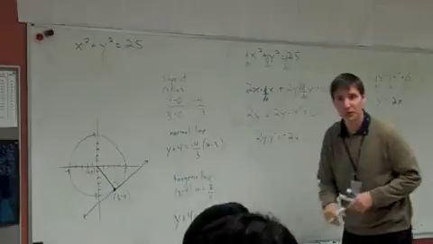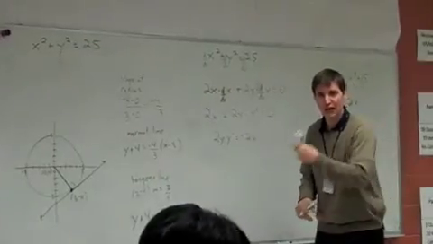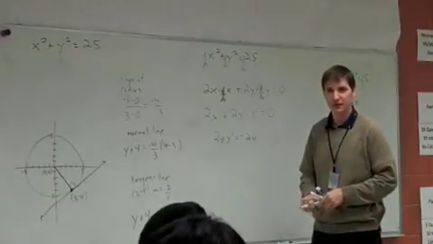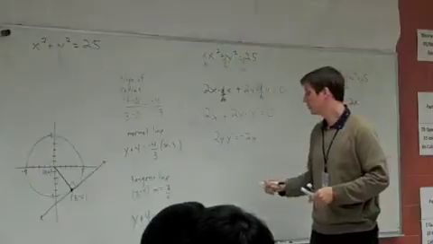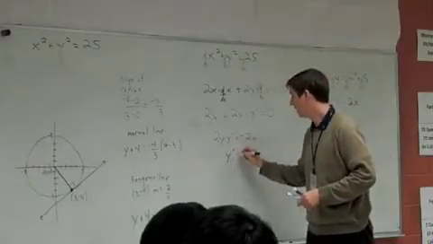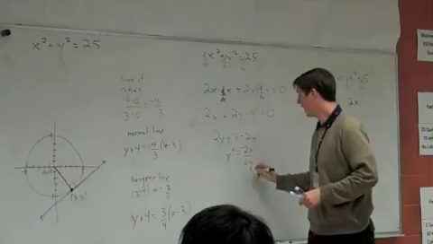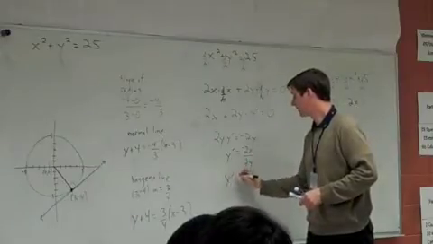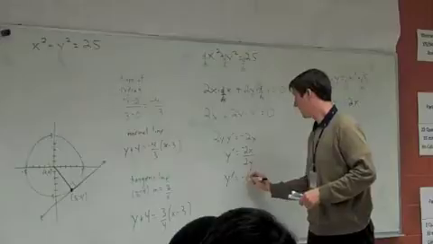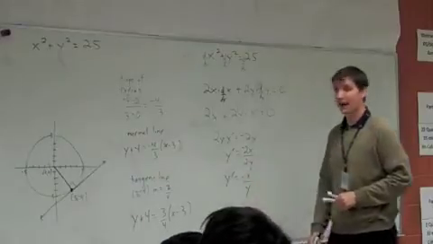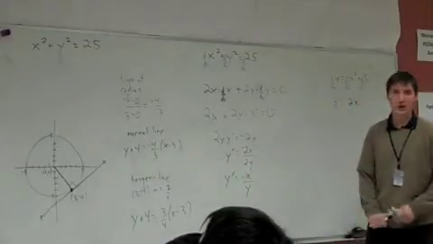Then what would you do, Jackie Brooks? Divide by 2y, yeah, divide by everything. Y prime equals negative 2x divided by 2y, which simplifies to what? Negative x over y.